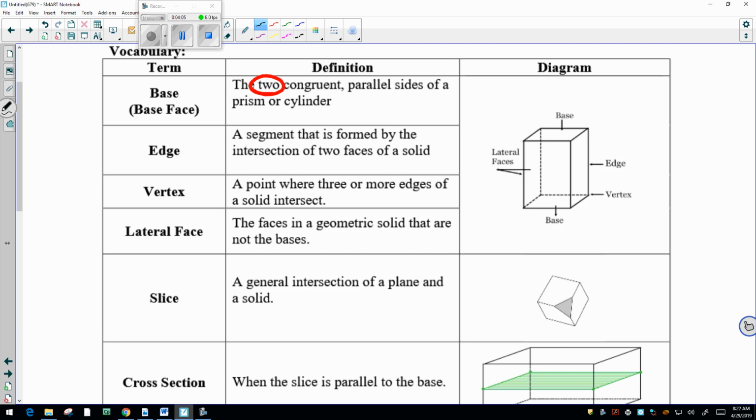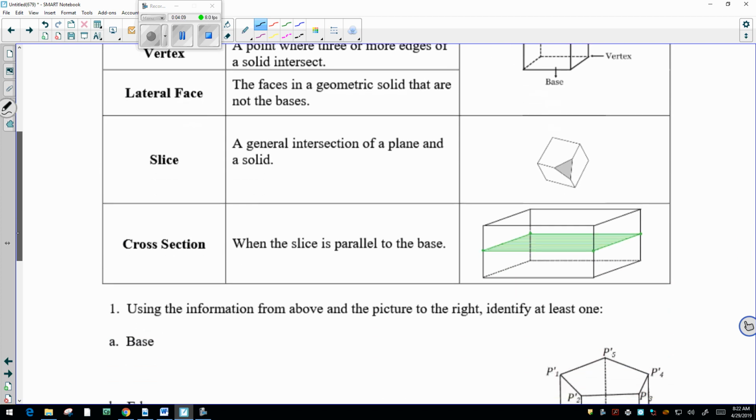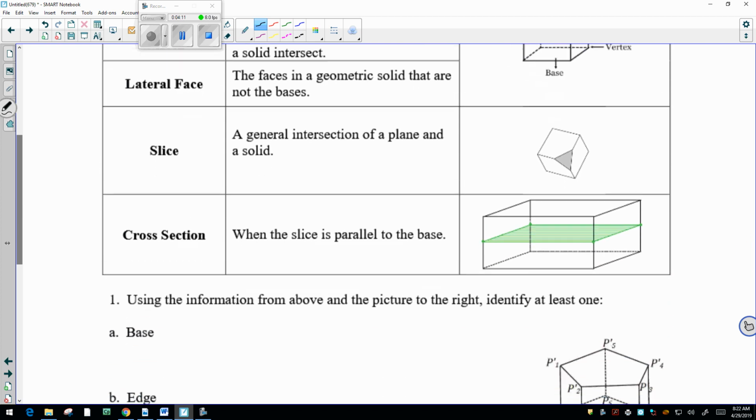And then we also have something called the slice and a cross section. A slice is what happens when you take basically an intersection that's not parallel to the base. The more important one here is our cross section, and we're going to take a look at a cross section a lot. Cross sections are when you take a slice of the object and it is parallel to the base.